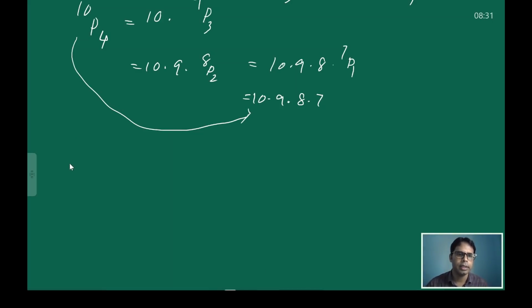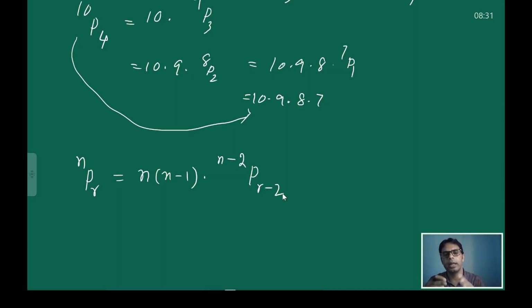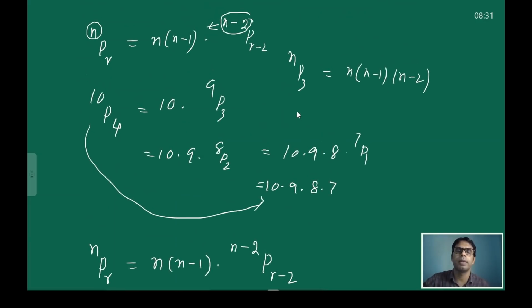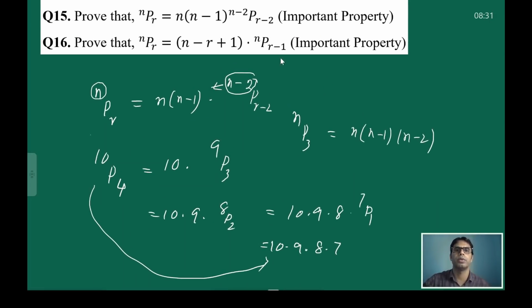It is telling me that nPr, if you take out only n outside, or n-1 outside, then it will be n-2, r-2. Is that clear? If you write one more outside, then it will be n-2, n-3, r-3. In this way it will propagate. Okay, so the next property, one more property I am writing for you, this one.